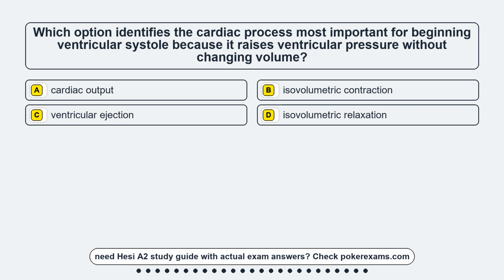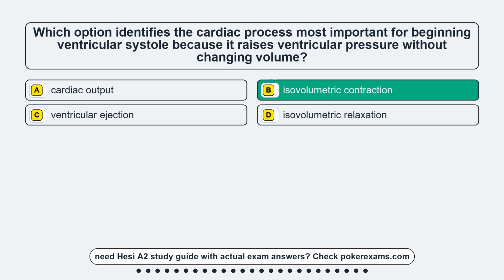Question 20. Which option identifies the cardiac process most important for beginning ventricular systole because it raises ventricular pressure without changing volume? Option A, cardiac output. Option B, isovolumetric contraction. Option C, ventricular ejection. Option D, isovolumetric relaxation. The correct answer is option B, isovolumetric contraction.